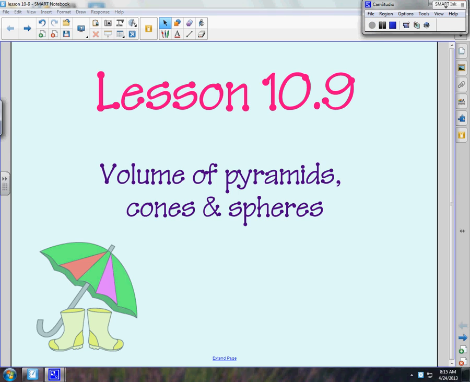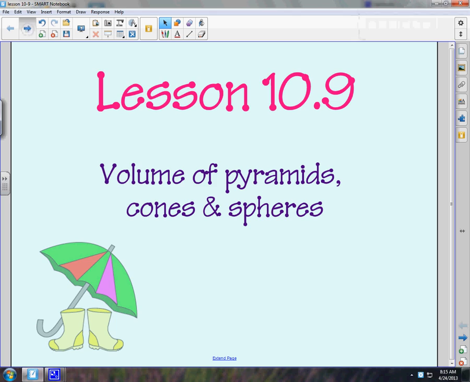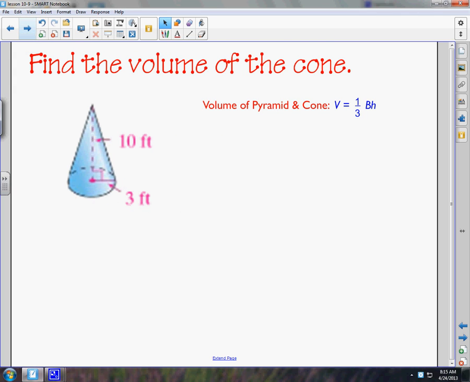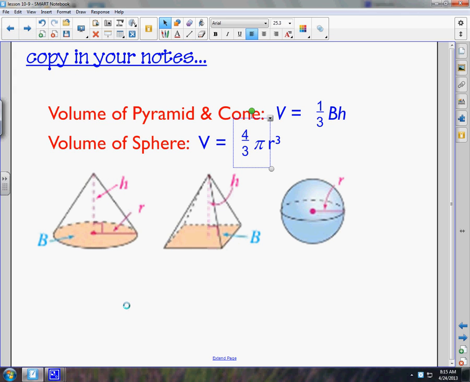This is lesson 10.9, the volume of pyramids, cones, and spheres. So we have 3 different shapes we're going to look at today. So in your notes, I want you to write down the volume of a pyramid and a cone.